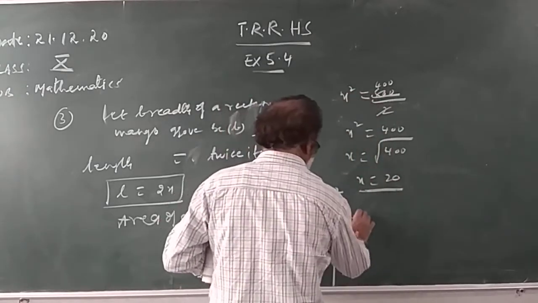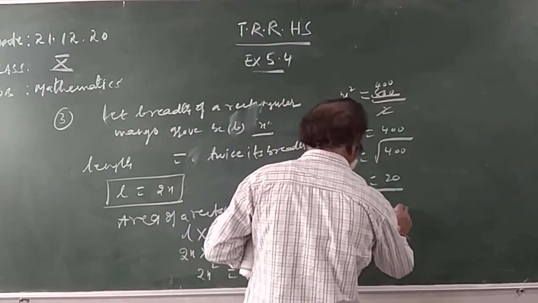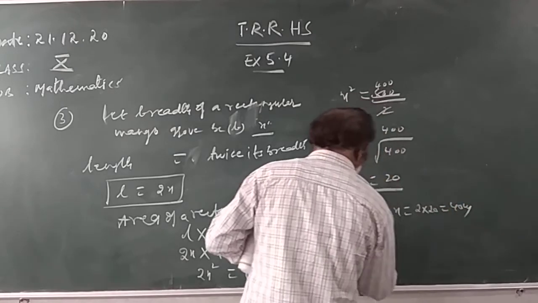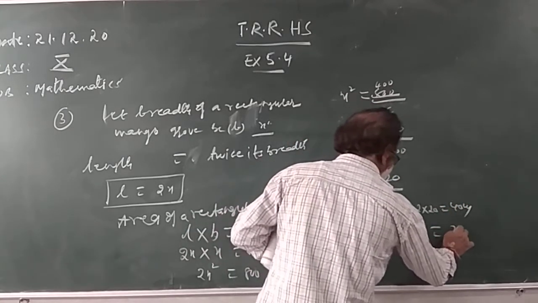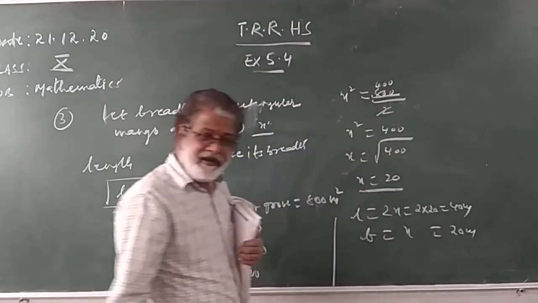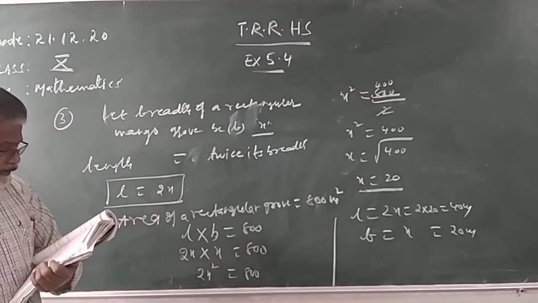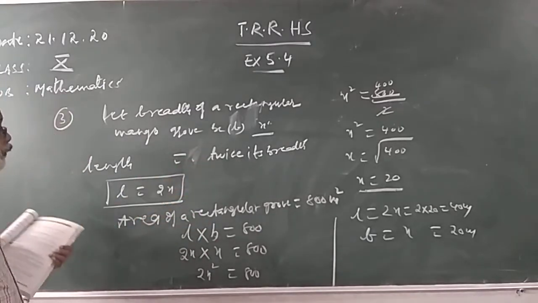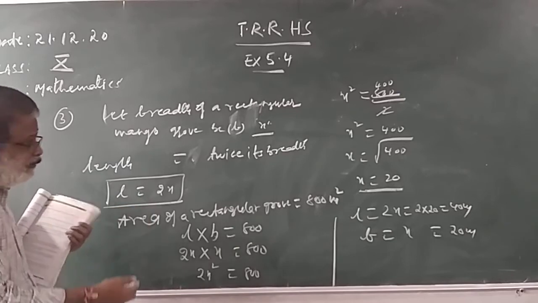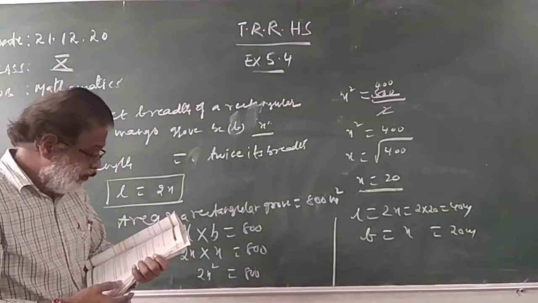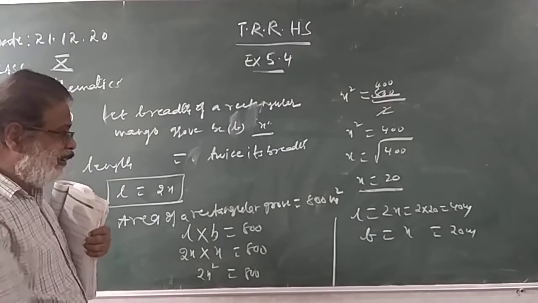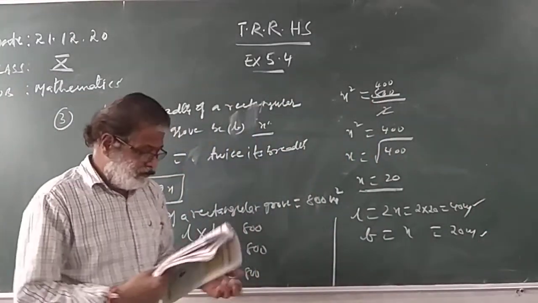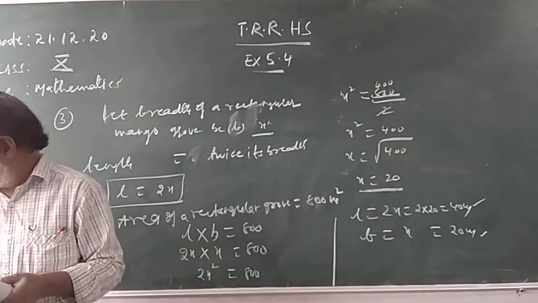Now we got L is equal to what? 2x, 2 into 20, 40 meters. Breadth is equal to x, which is 20 meters. 40 into 20 is 800. Is it correct? Yes. Is it possible to design a rectangular mango grove whose breadth is twice the length? Yes, it is possible. Find its length and breadth. We did: L is equal to 40 meters and breadth is equal to 20 meters. The problem is over. I hope you clearly understood, children.